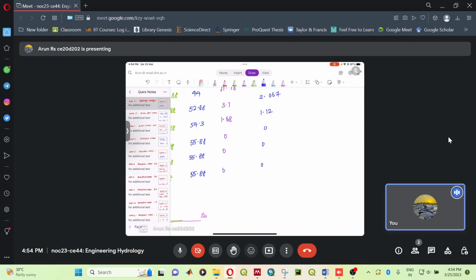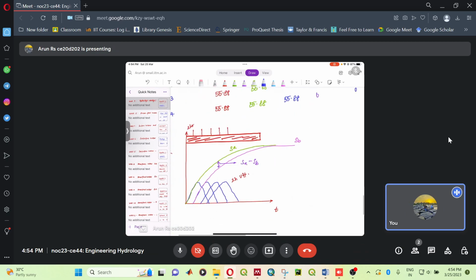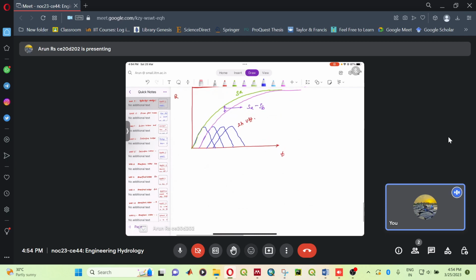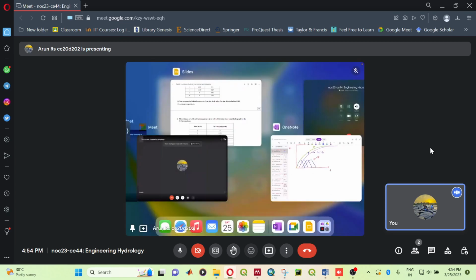So in this way we can find out the unit hydrograph for a different duration, which is not an integral multiple of the given unit hydrograph. Now let us see one more interesting question. That is question number 3.